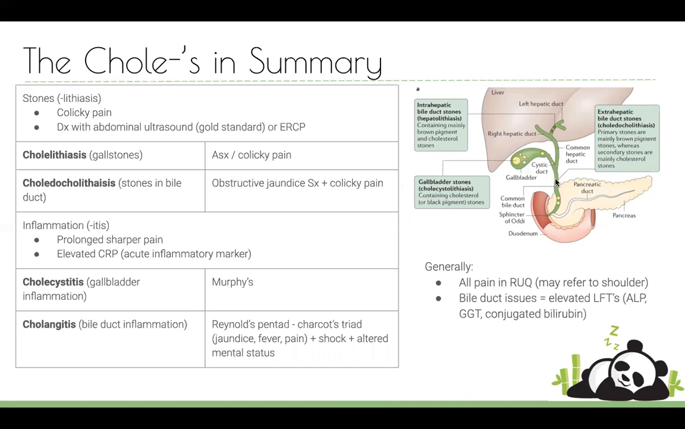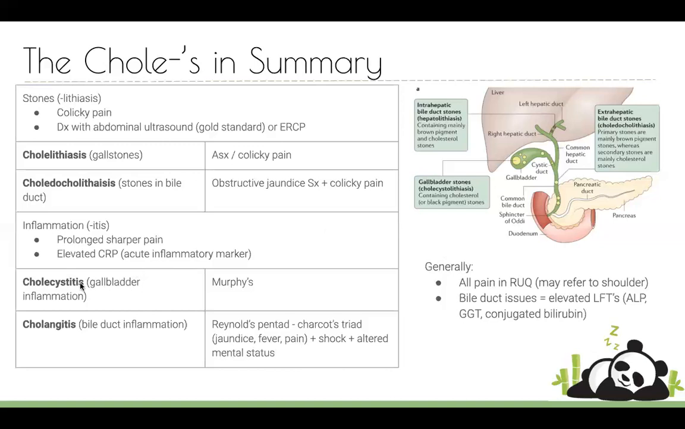Choledocholithiasis is when it's in the duct. Both are lithiasis, the one with the D for duct, choledocholithiasis: stones in the bile duct. And because it's blocking the bile duct, you get obstructive jaundice, because your liver's bilirubin is not able to pass through, and so it's going back into your blood. And so you get your pale stools, your dark urine, your jaundice, and your colicky pain from the stones itself. The other 2 are the inflammatory ones. So you have your cholecystitis and your cholangitis.